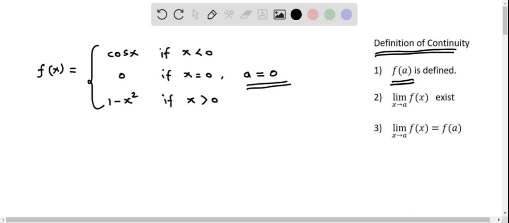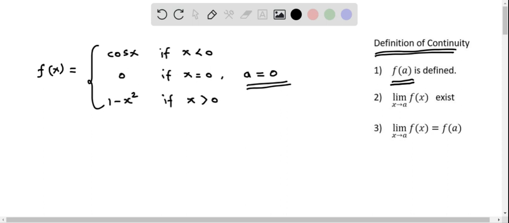And then the next condition is that the limit of the function at the point a should exist. Basically this is another way of looking at the one-sided limits: the left-sided limit as well as the right-sided limit should exist, and both should be the same. Only then we can say that the limit of the function at that point a exists.